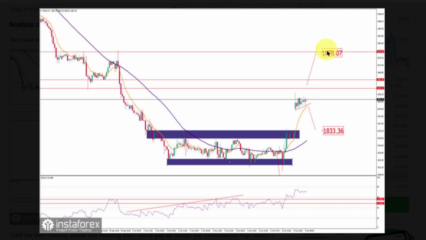In case of the rejection of the resistance zone, there is the chance for the gap fill and potential test of 1833.